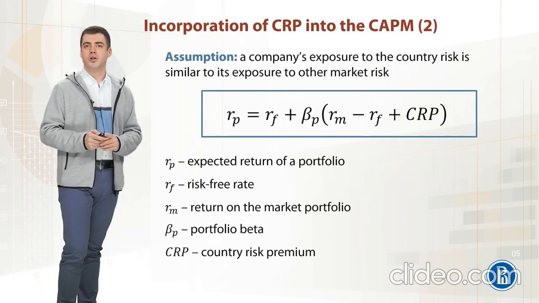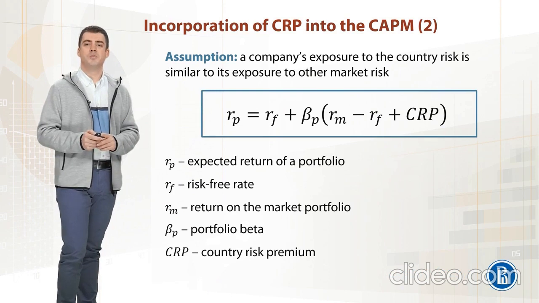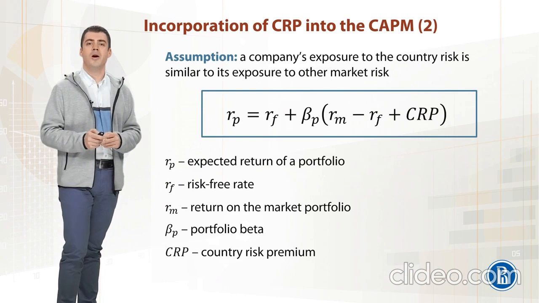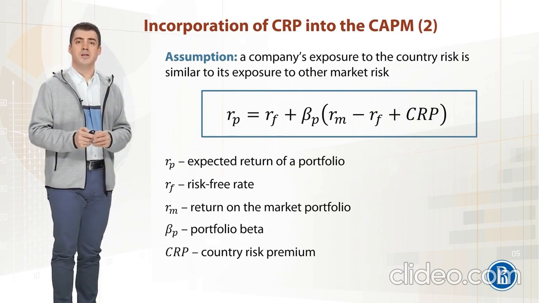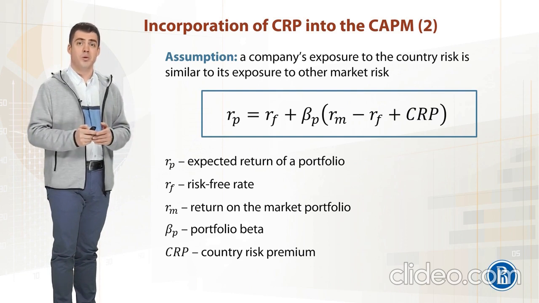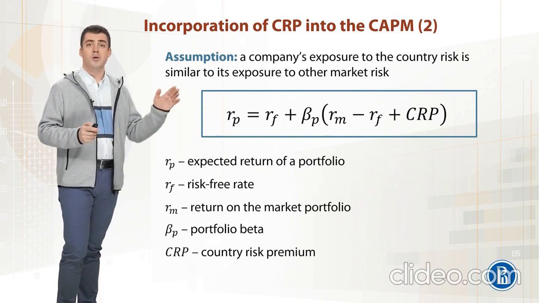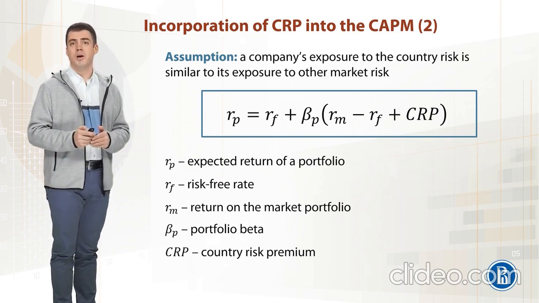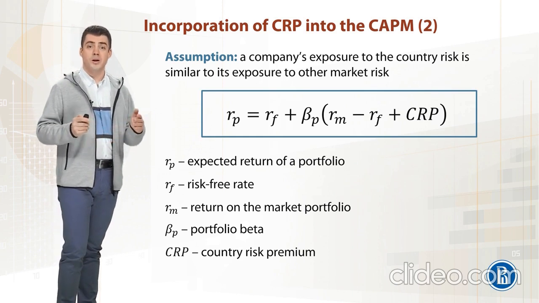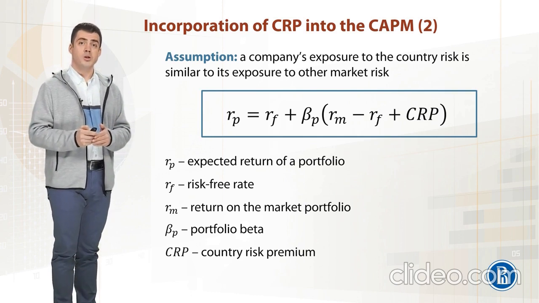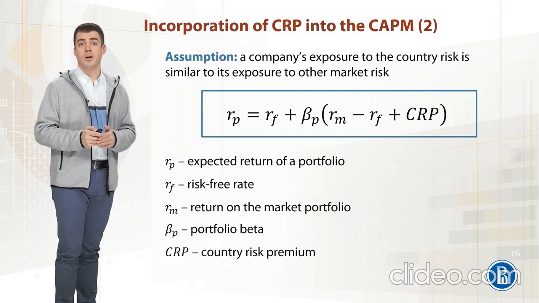The second approach assumes that a company's exposure to country risk is similar to its exposure to other market risk. Thus, we add the country risk premium to the market risk premium like this. By using this method, we anticipate that the companies with higher betas are more exposed to the country risk than the companies with a lower beta, which is quite a reasonable assumption.